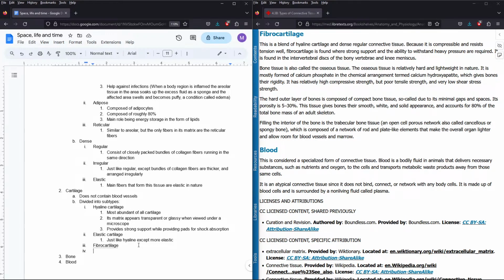Why is there so much? Also, blood. That really surprised me, the fact that blood is a connective tissue. Everyone working on something seemed to help. Yeah, it's really helpful. It just kind of motivates. So, a blend of hyaline cartilage and dense regular connective tissue. A mix of hyaline and regular connective tissue. That explains why there's so much about it.